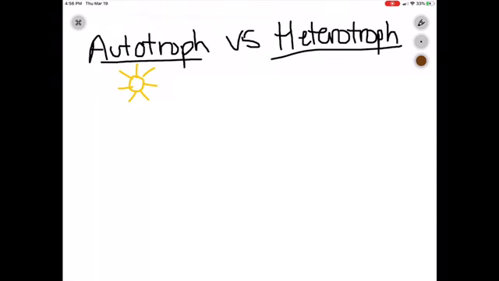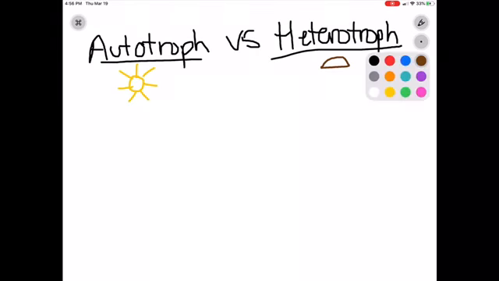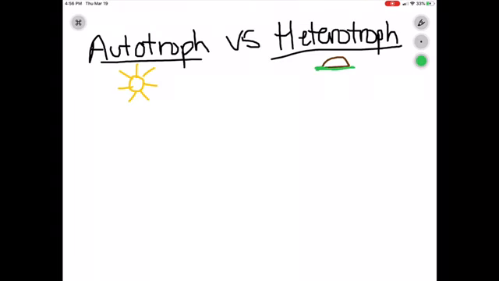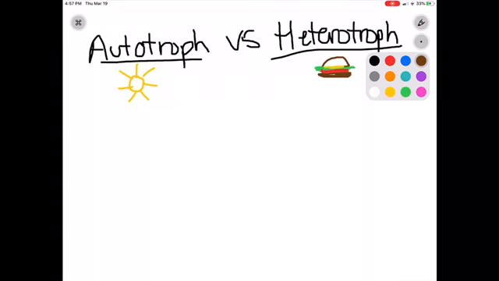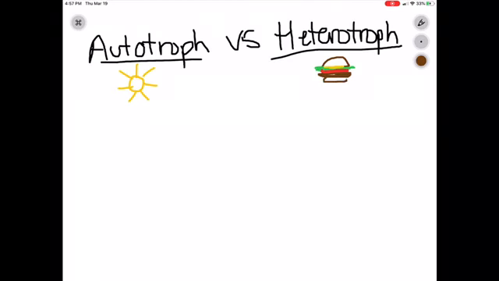Autotroph, think automatically. So these are going to get their energy automatically. So for example, from the sun and photosynthesis. Heterotrophs, hetero means different, troph means eating. So they're going to get it in a different way. So instead of just sitting there and absorbing their energy, we have to work for it. So heterotrophs have to actually ingest food in order to get their nutrients or energy that they need.